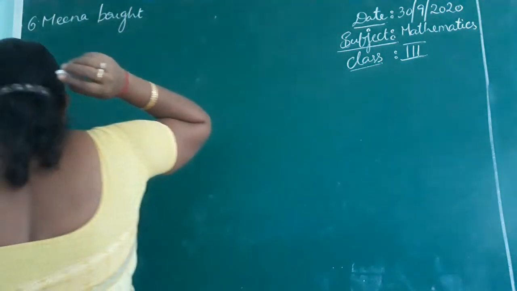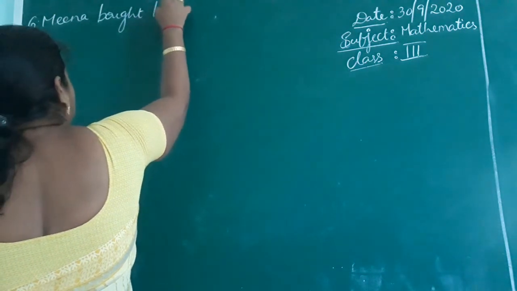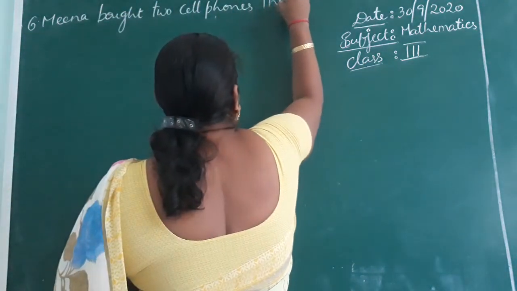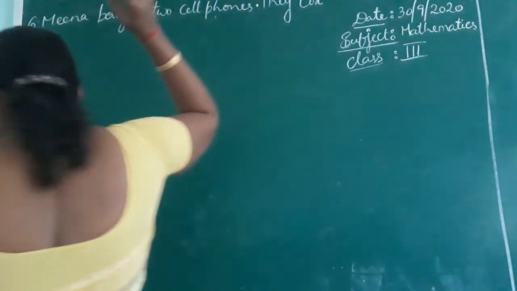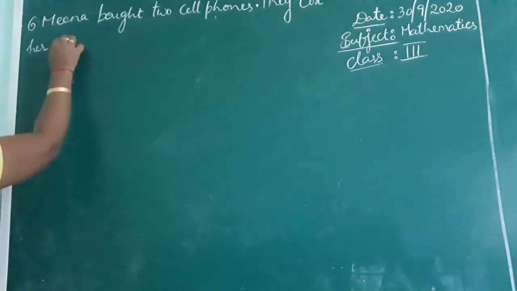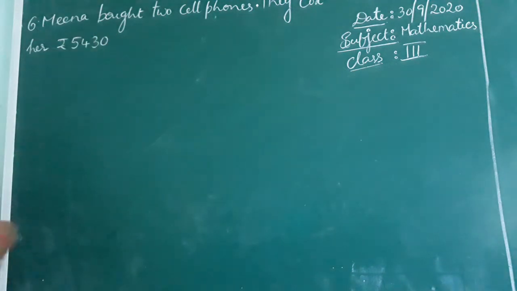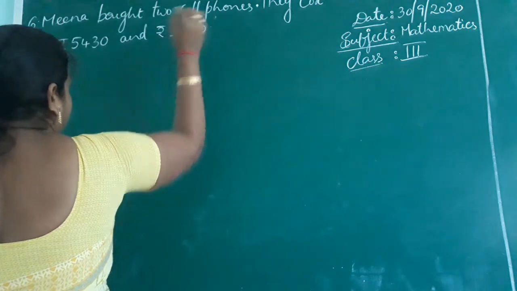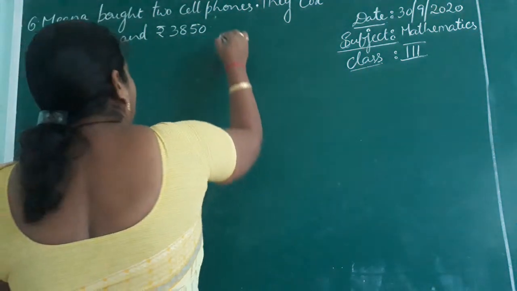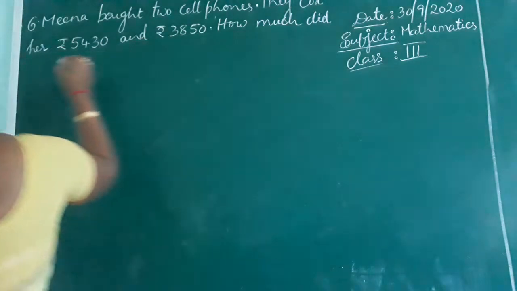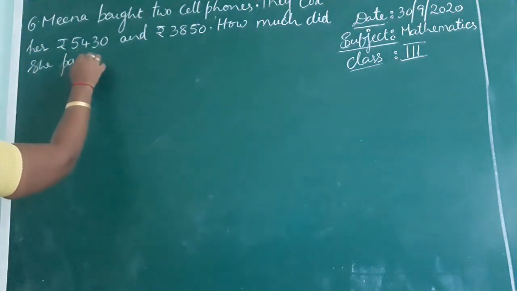Meena bought two cell phones. They cost her 5,430 and 3,850. How much did she pay in all?